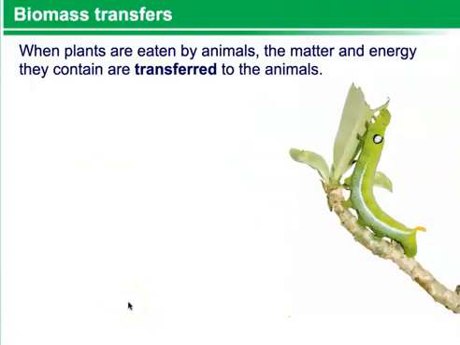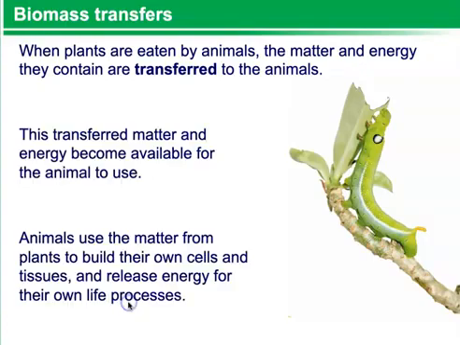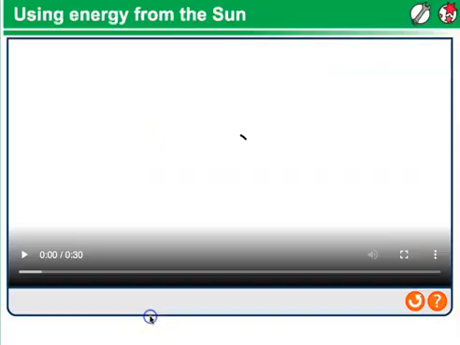Biomass transfers. When plants are eaten by animals, the matter and energy they contain are transferred to the animals. This transferred matter and energy become available for the animal to use. Animals use the matter from plants to build their own cells and tissues and release energy for their own life processes.